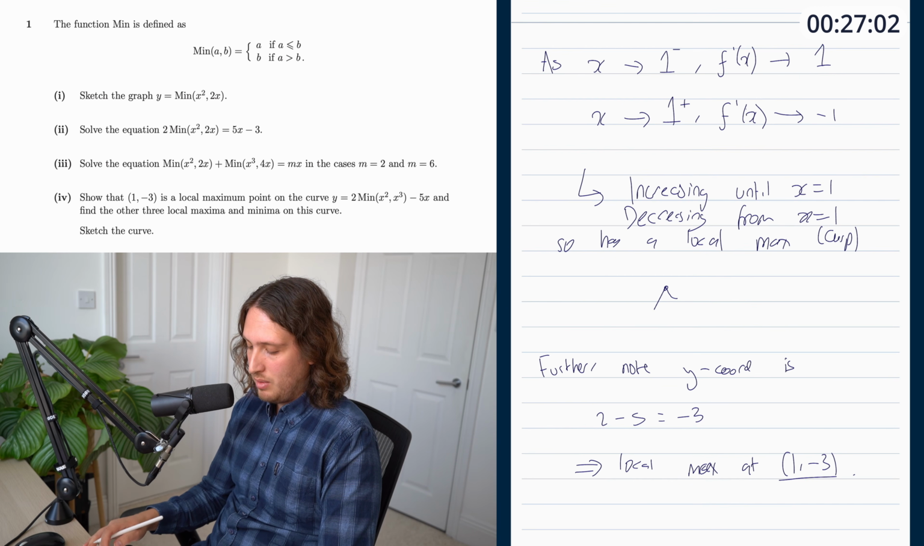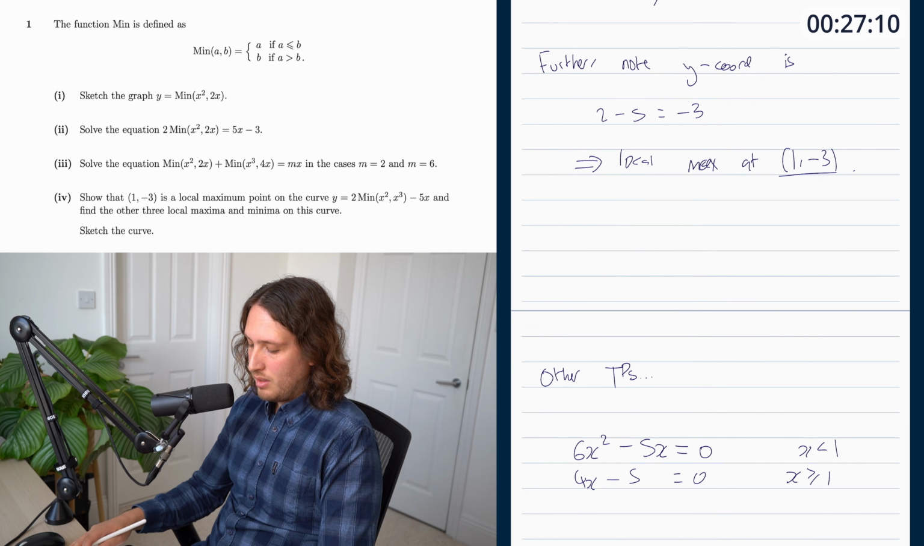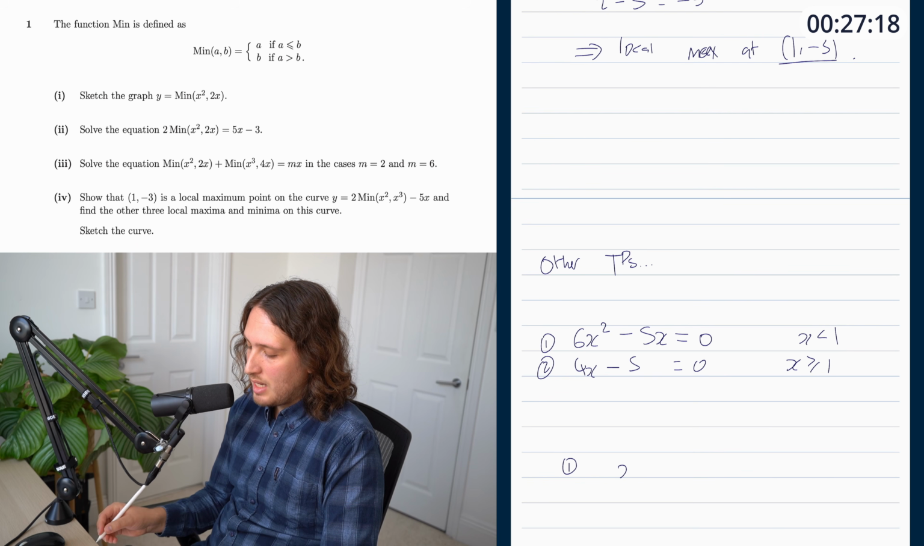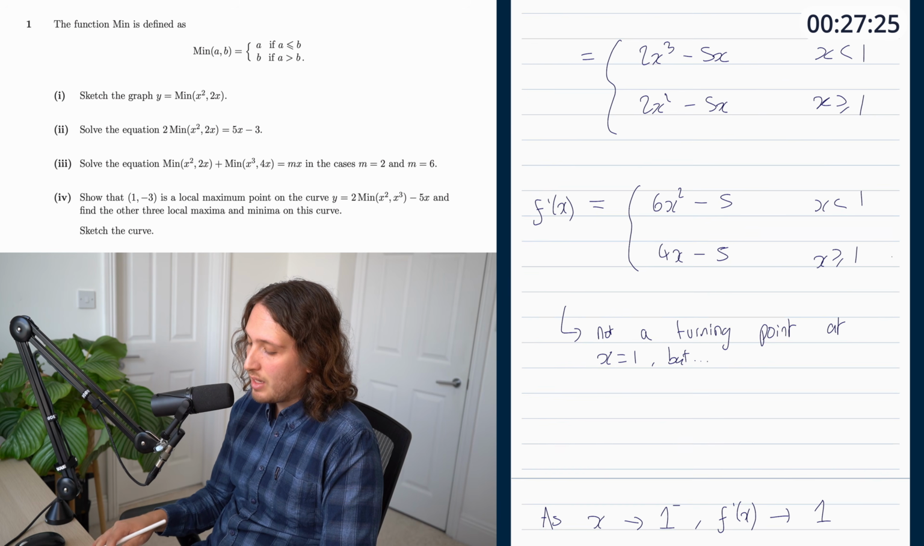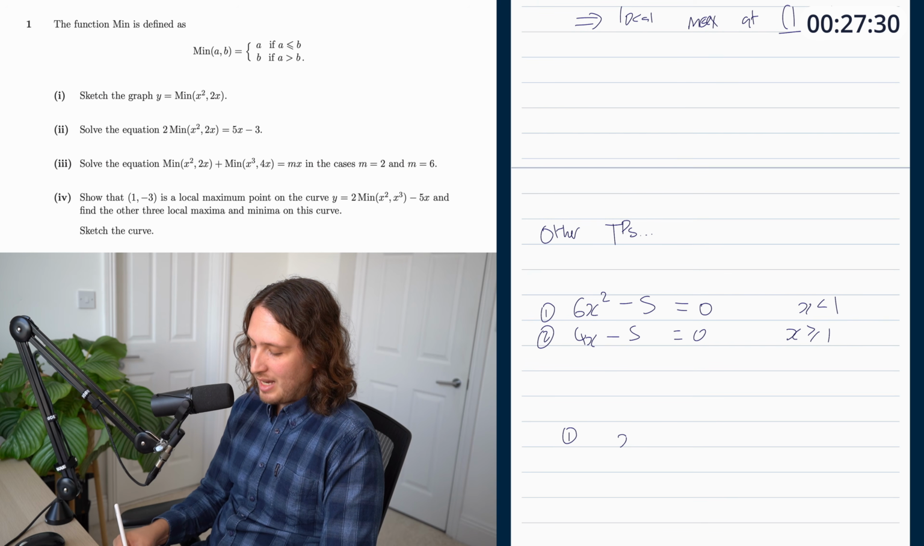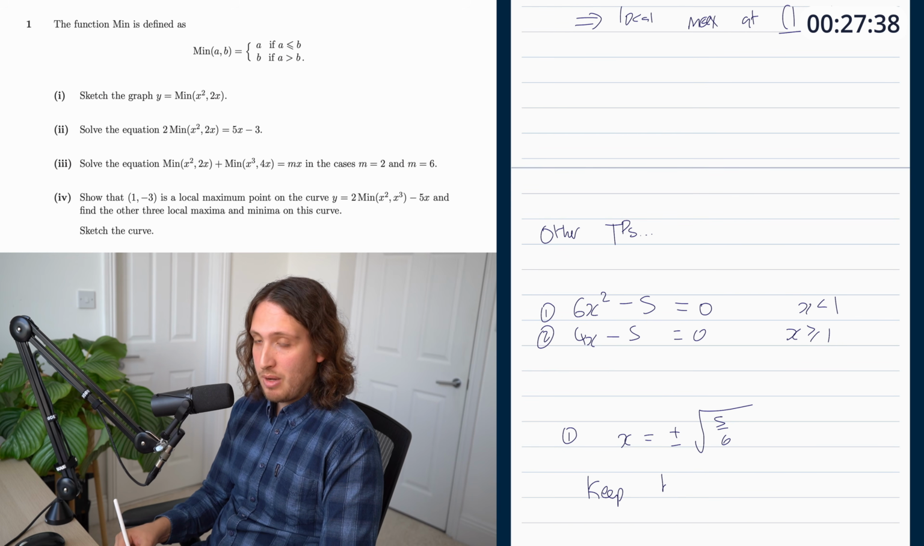Okay, so now what? Well, I can solve these equations. So case 1 gives me, looks like it's going to give me too many. Have I copied that wrong? Yes, I have. It's 6x squared minus 5. So that gives me that x is plus or minus the square root of 5/6. And I keep both.